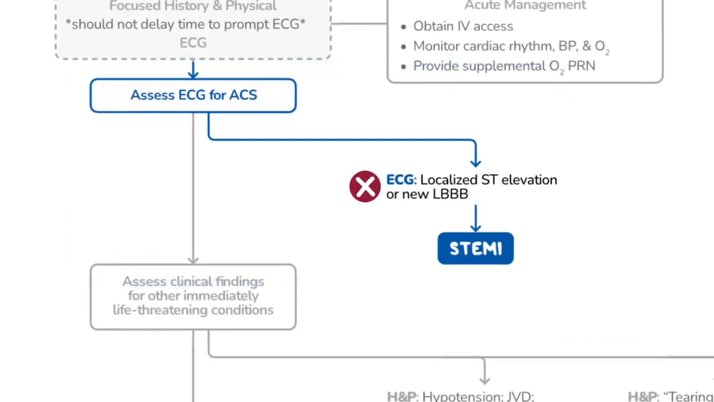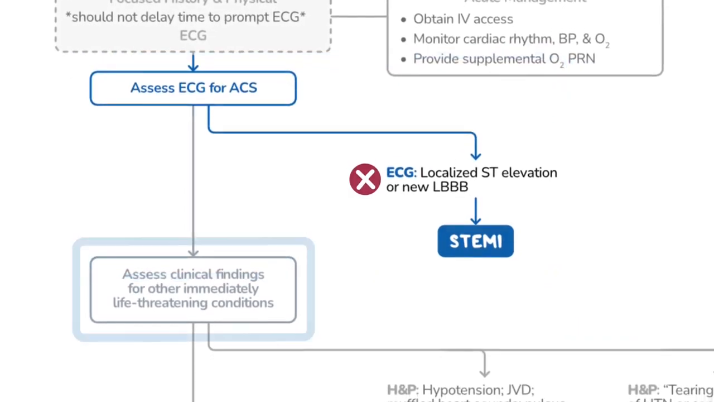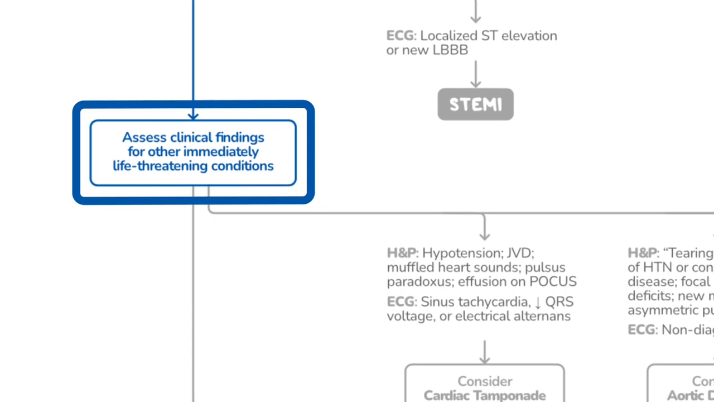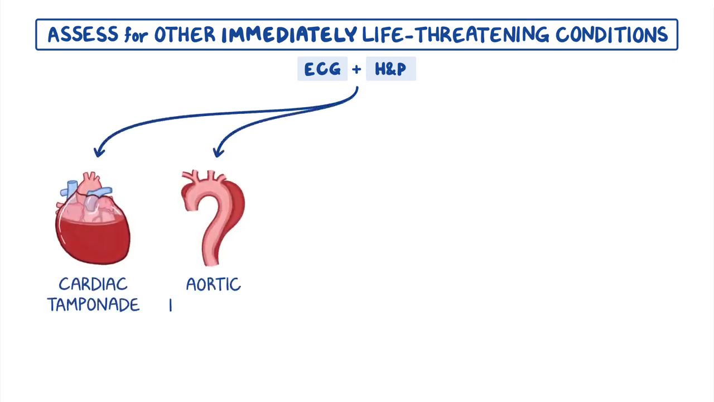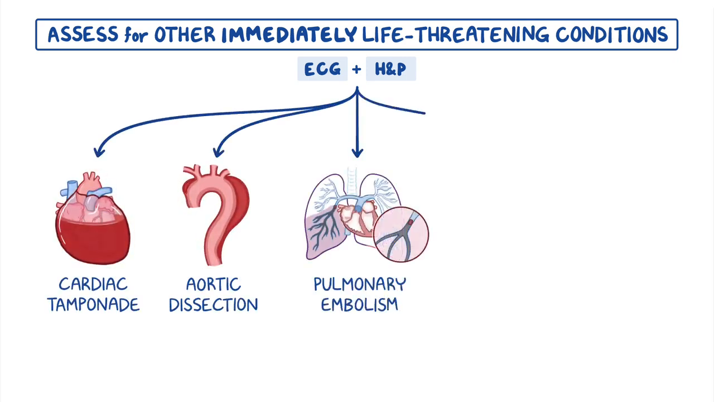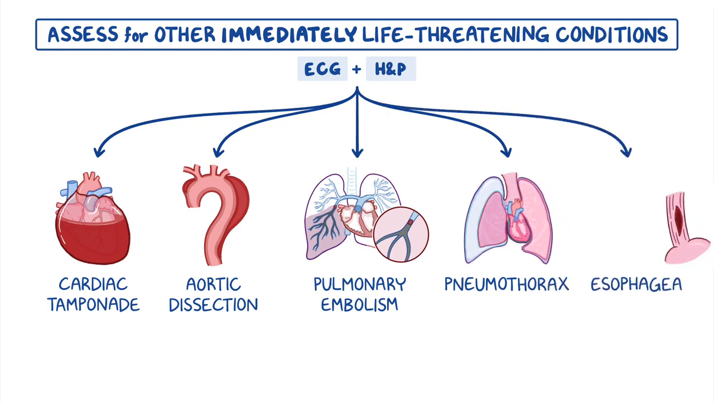If there is no ECG evidence of a STEMI, you need to assess clinical findings for other immediately life-threatening conditions. Remember that the ECG findings could still provide valuable data for a different diagnosis, so use them in combination with a more complete history and physical during your evaluation. These conditions include cardiac tamponade, aortic dissection, pulmonary embolism, pneumothorax, and esophageal perforation.